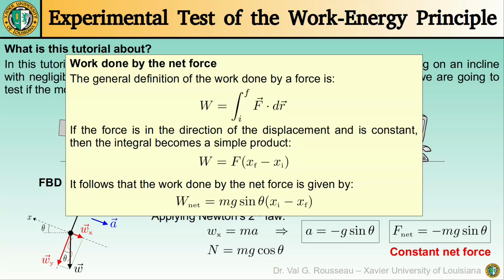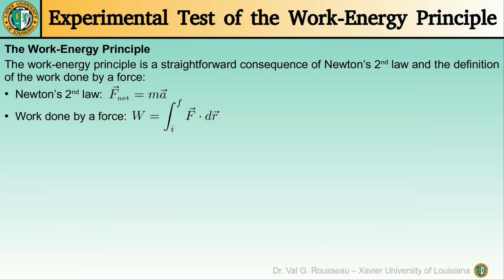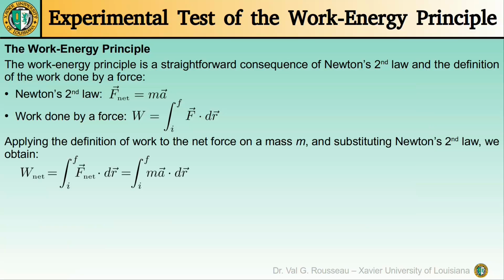Alright, so we have an expression for the work done by the net force, but now let's calculate it in another way. We start again from the general definition of work, which we apply to the net force, but this time we substitute Newton's second law for the net force. We find that this work is the integral of the dot product of ma with the infinitesimal displacement dr. Since the mass is constant, it can be moved out of the integral.